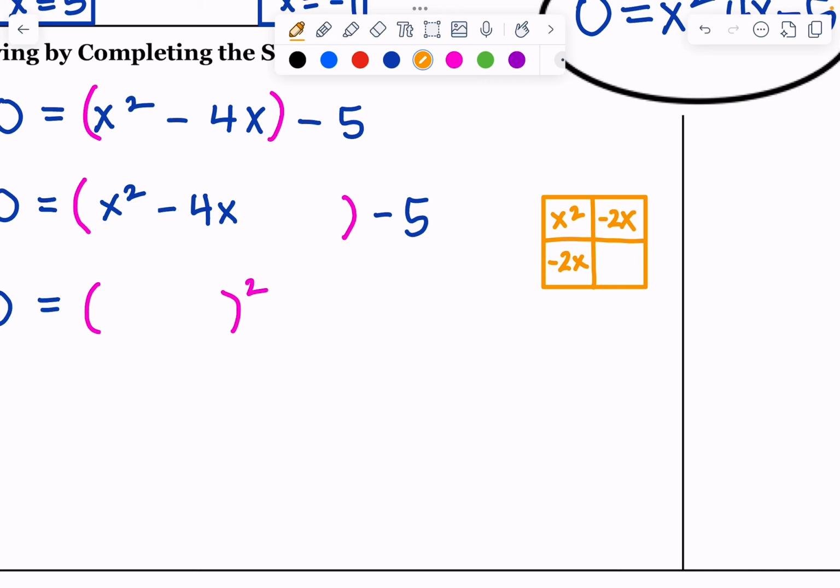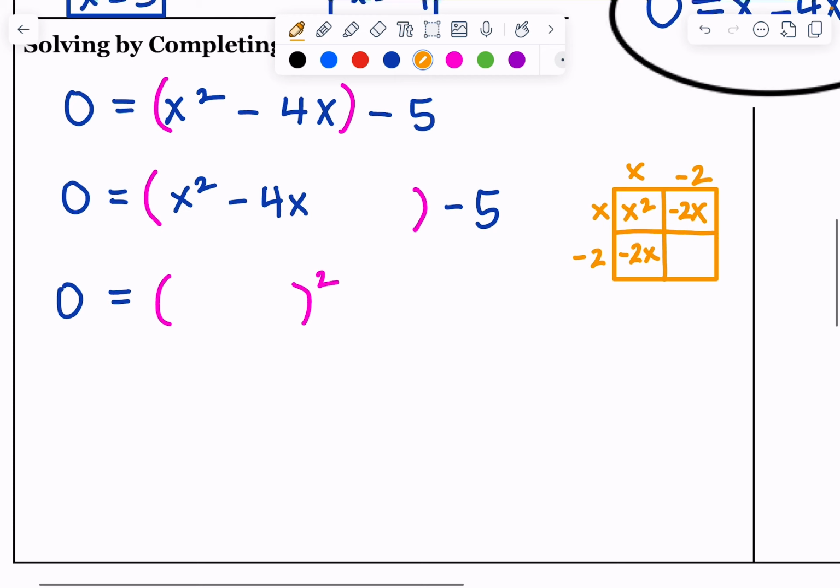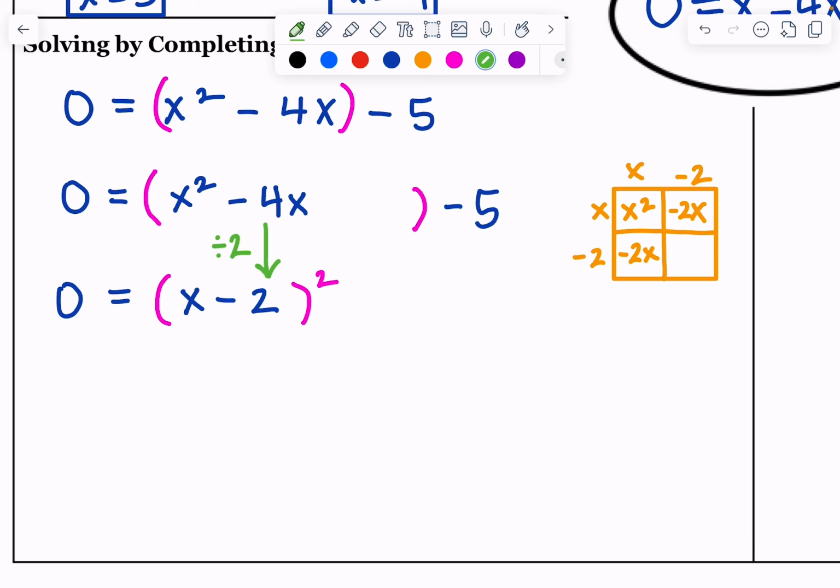So if I were to fill out the sides of this box here, I would need x times x, and then -2 and -2 to get those -2x's. So down here, I'm going to have x minus 2 squared. And the quick trick on this is to go from here to here, we are dividing this by 2. Okay, now to finish out or complete the square, we need to figure out what this last box is. And so we are going to fill in this box with -2 times -2, and we're going to end up with a +4.